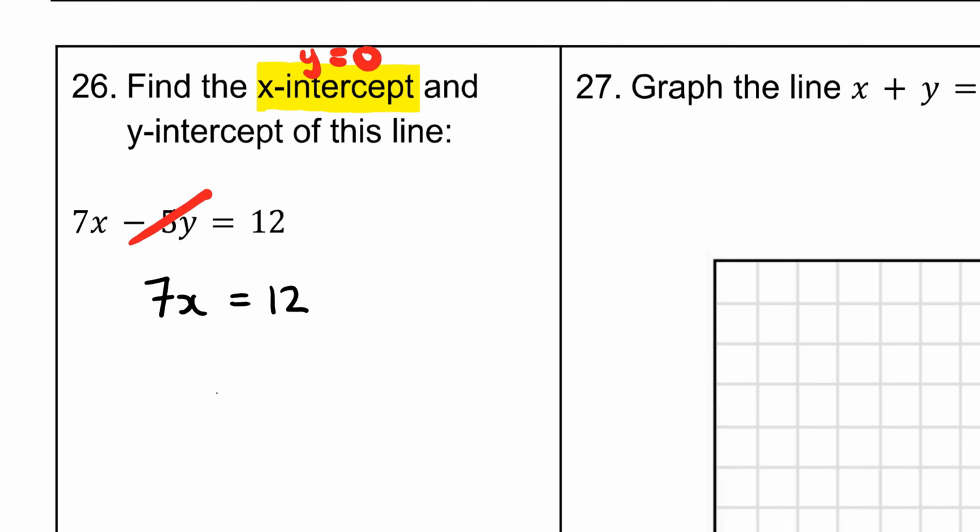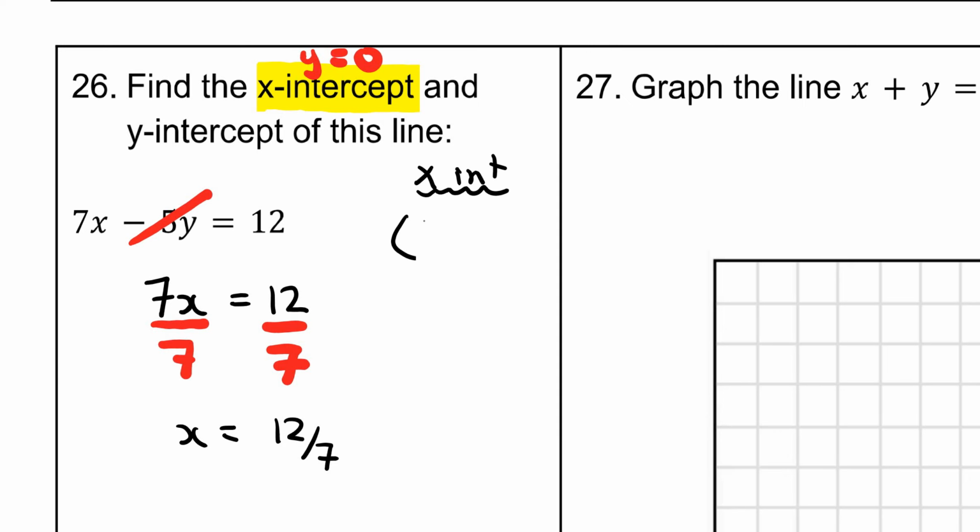And then we can divide both sides by 7 now. So divide that by 7, divide that by 7. So now the x value would equal 12 over 7. Okay, so for your x-intercept, now that we're trying to do this a little bit quicker here, it has a value of 12 over 7 and then comma 0. Okay, that's your x-intercept.